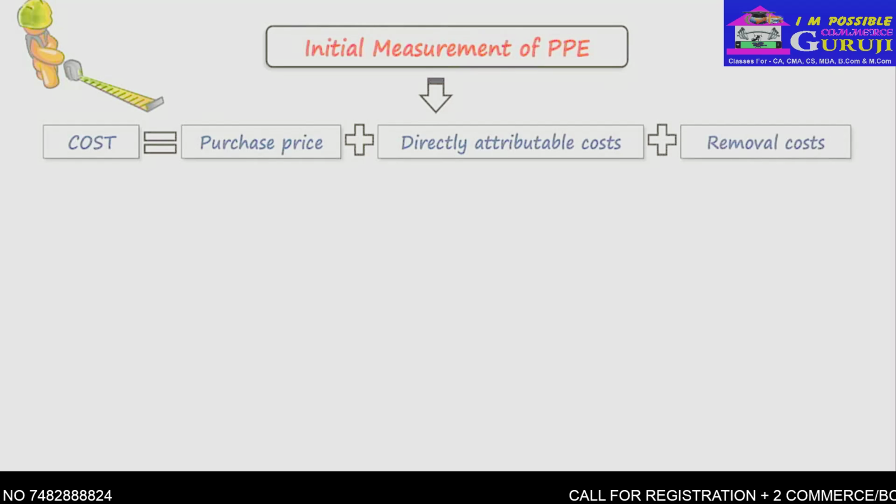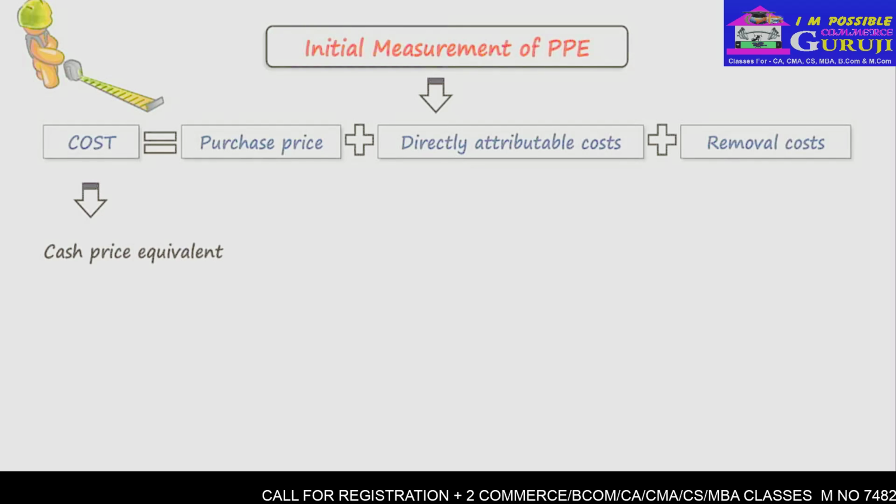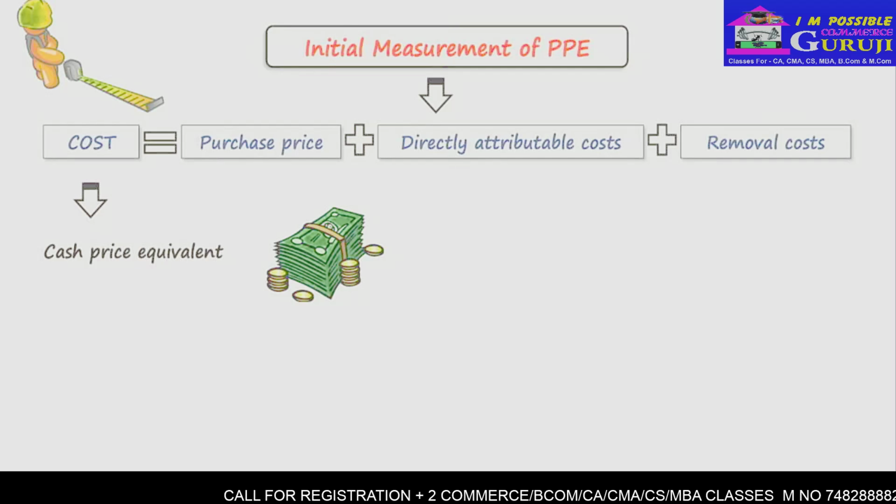And finally, the initial estimate of costs for dismantling and removing the asset or restoring the site where the asset is located. So if the entity is obliged to do so. A typical example is a nuclear power plant, where its owner usually has an obligation to decommission the power plant and restore the site after decommissioning. The cost of an item of property, plant, and equipment is the cash price equivalent at the recognition date.